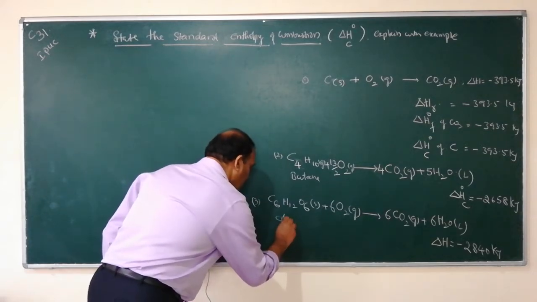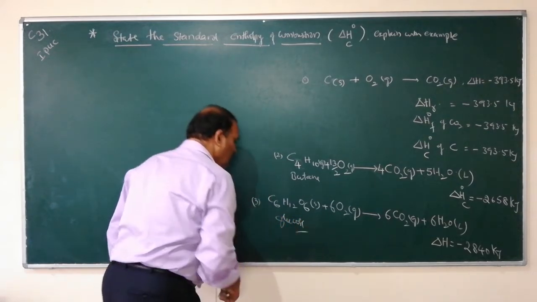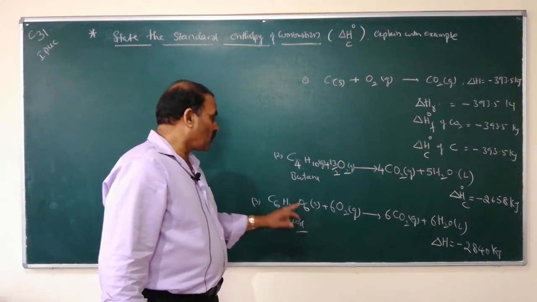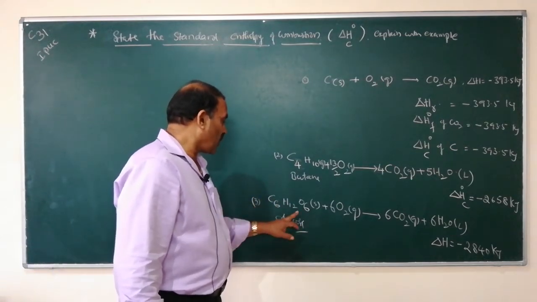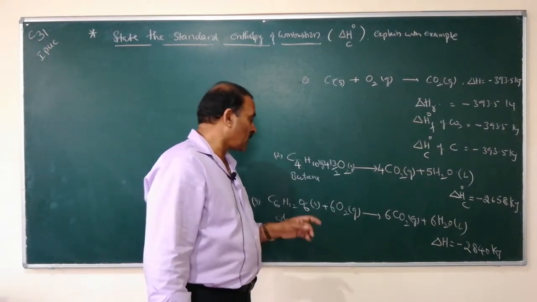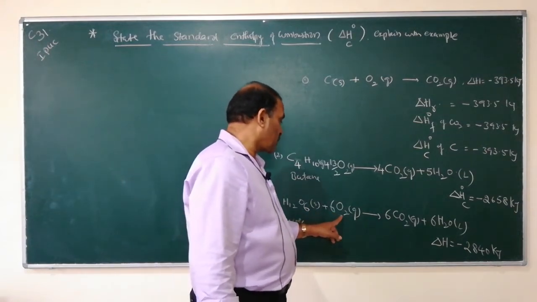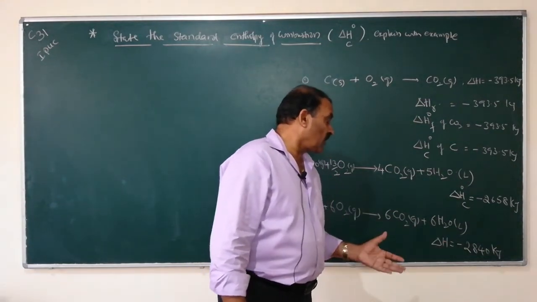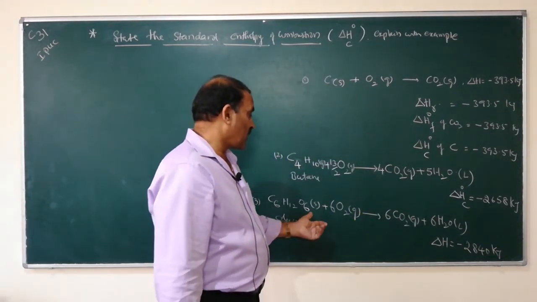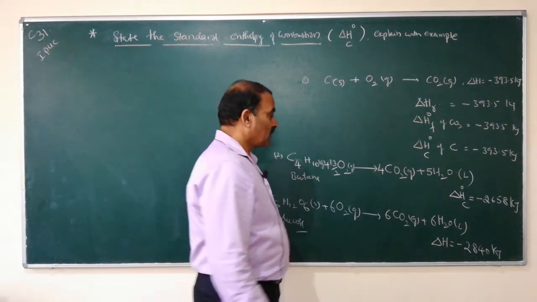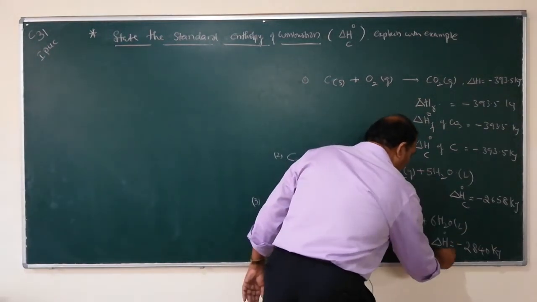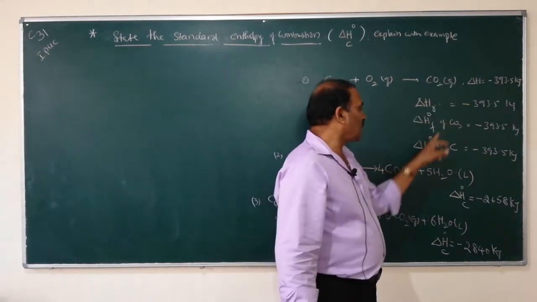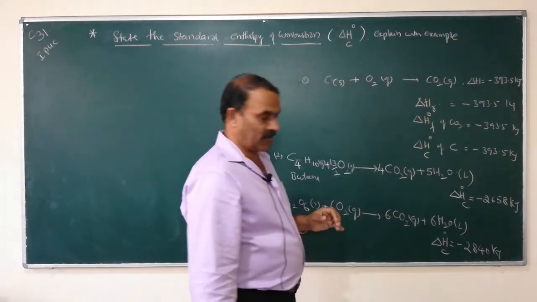What is this compound? Glucose. So how much glucose is here? 1 mole of glucose is here. When 1 mole of glucose undergoes complete combustion, 2840 kilojoules of heat is liberated. So this heat is called enthalpy of combustion of glucose. Similarly, this heat is called enthalpy of combustion of carbon.